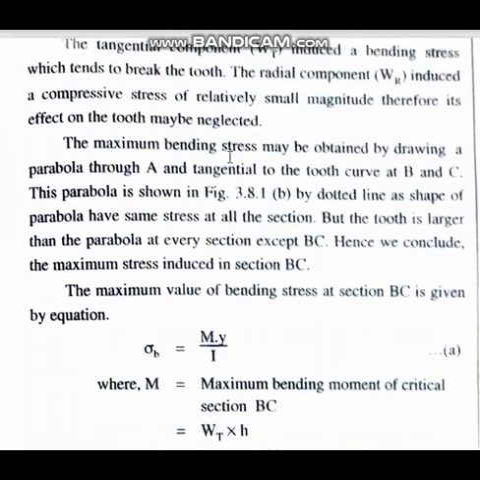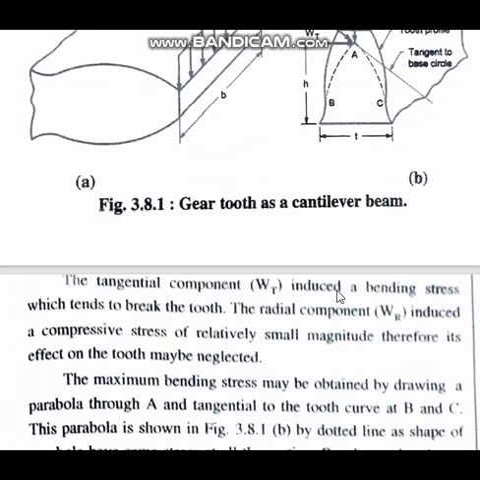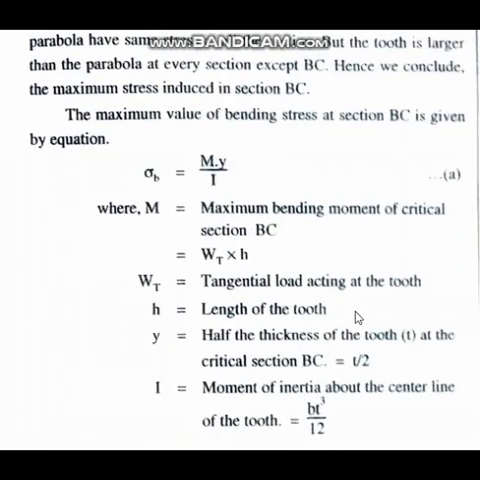See, if the total is T, Y will be half of this, T by 2. That is T by 2. And I is the moment of inertia. That section there will be a rectangular section. For a rectangular section, I is given as BT cube upon 12. BT cube upon 12. Now, to which should the cube be applied?